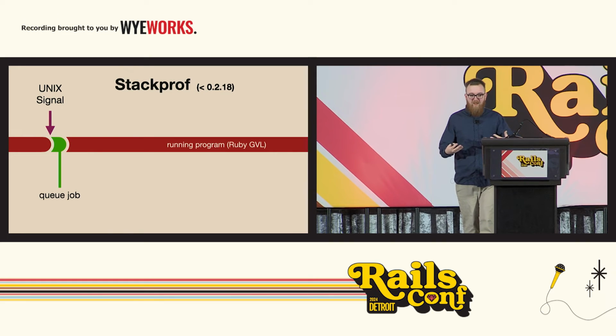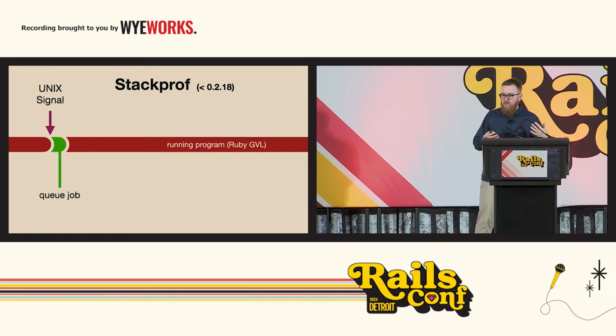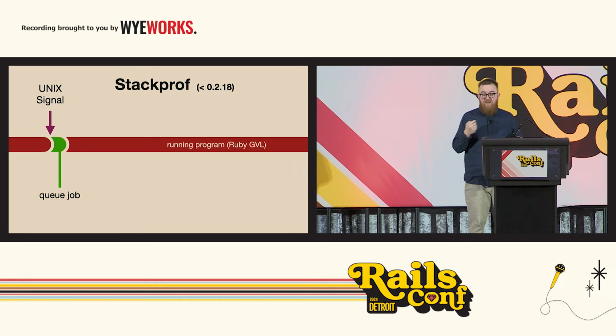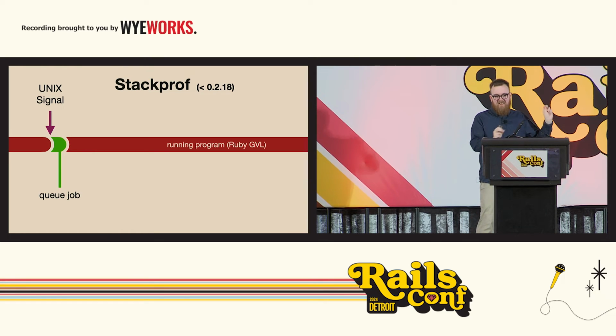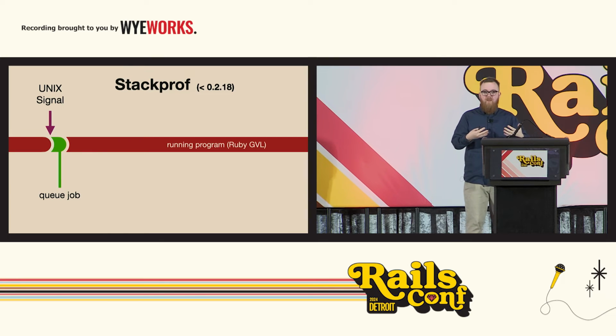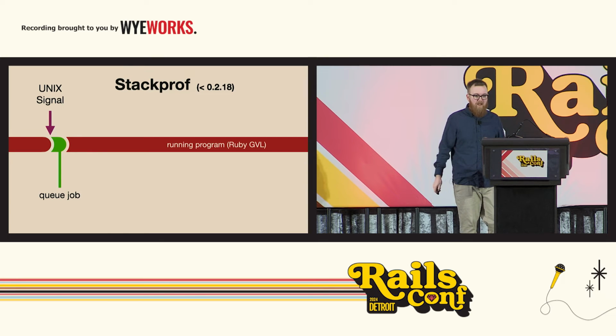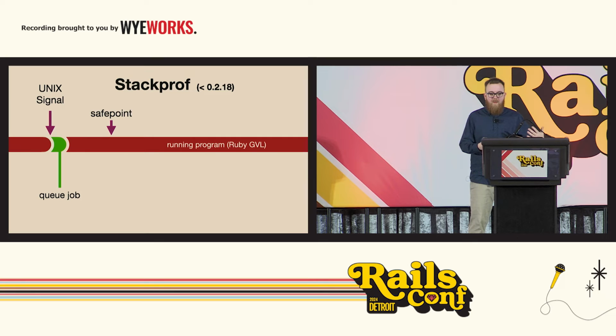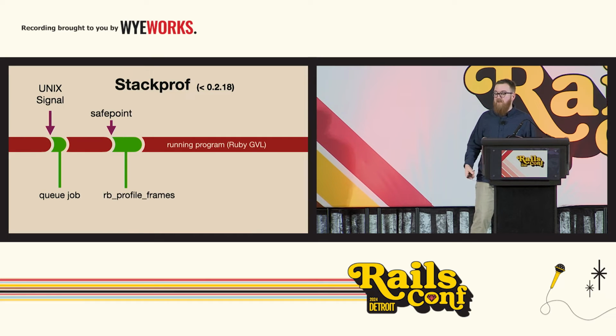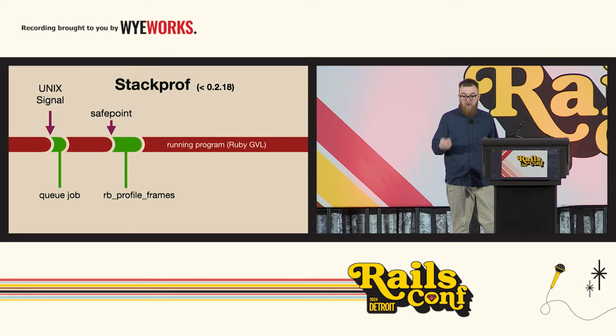So all StackProf's able to do is to queue a job using this Ruby API that is then run at a point the VM decides that it's safe. It's finished doing allocations or things, and the stack's in a consistent state. And it's safe to allocate again and make a profile. So we queue up a job, then we wait to a safe point, and then StackProf is able to record the frames and save the sample.